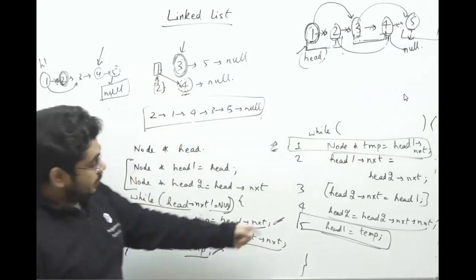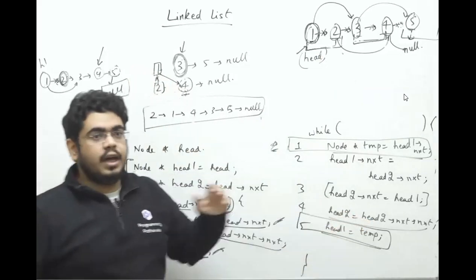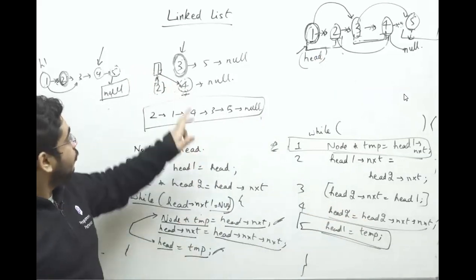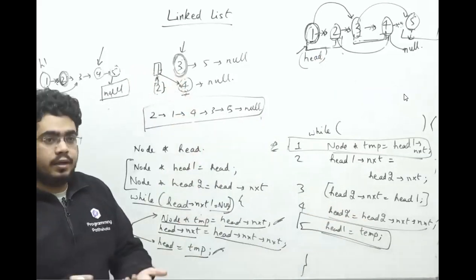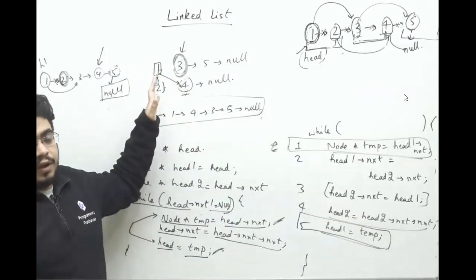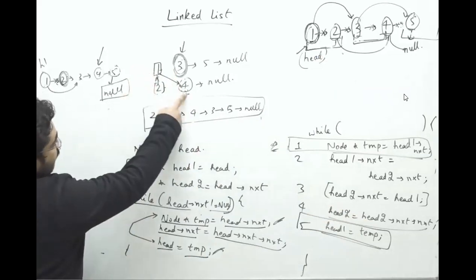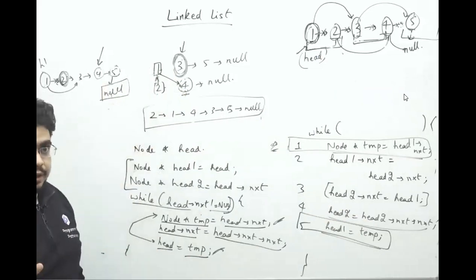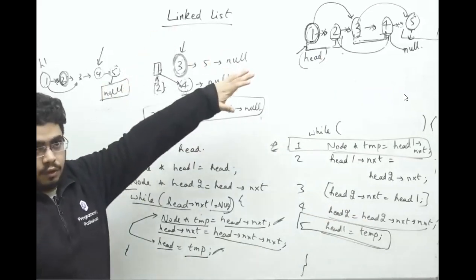Right? Next, head 2 equal to head 2 next. Now I need to pass on the baton to 3 and 4, and tell them that you figure out your connections. 1 and 2 are done. 1 and 2 have figured out their connections because 1 is connected to 4, 2 is connected to 1, which was the intent. But 3 and 4, now you figure out yours.